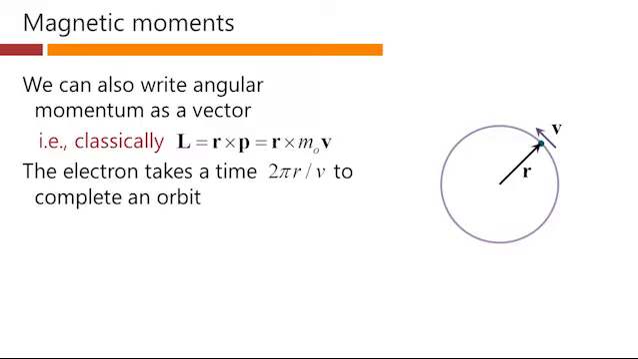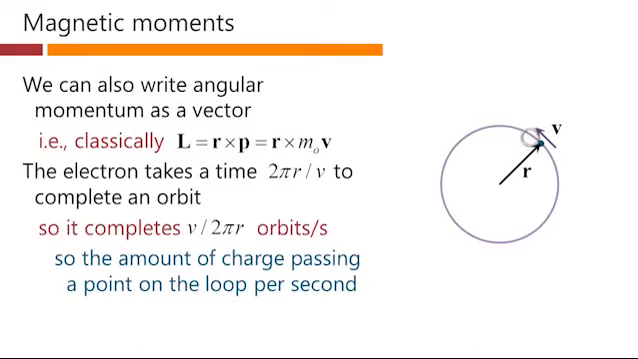Now, the electron takes a time 2 pi r over v to complete an orbit. 2 pi r is the circumference of the circle, and it's going at velocity v, so it takes a time 2 pi r over v to complete an orbit. And so per second, it completes v over 2 pi r orbits. So the amount of charge passing any given point on this loop per second is simply the current, minus e, that's the charge, times the number of orbits completed per second. So that's the number of times the electron passes any given point. So we get a current like this.